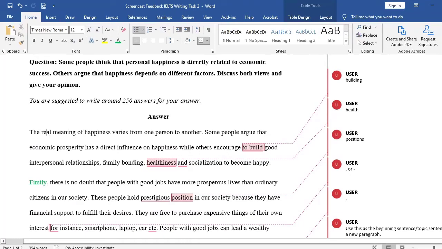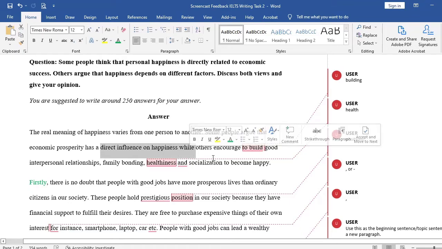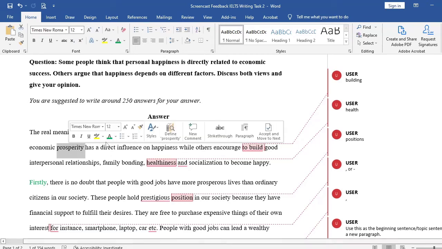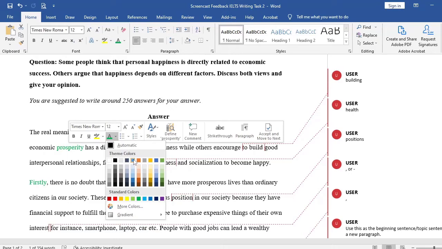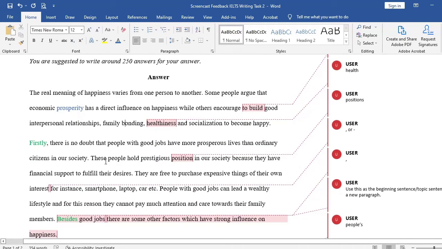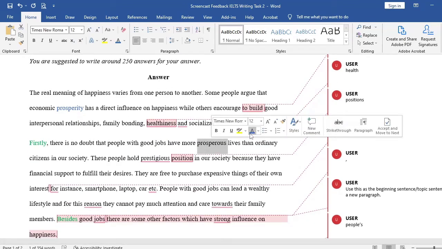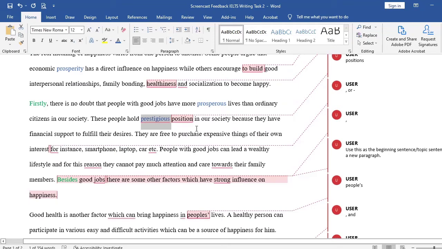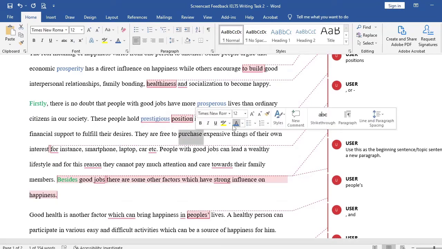For example, she wrote the real meaning of happiness. Okay, so has a direct influence on happiness, while encourage economic prosperity. So instead of success, she wrote prosperity. So that is very good. Let me highlight this in blue. Prosperous, that is also a good word, good vocabulary item. Prestigious, that is commendable. Purchase instead of just buy.